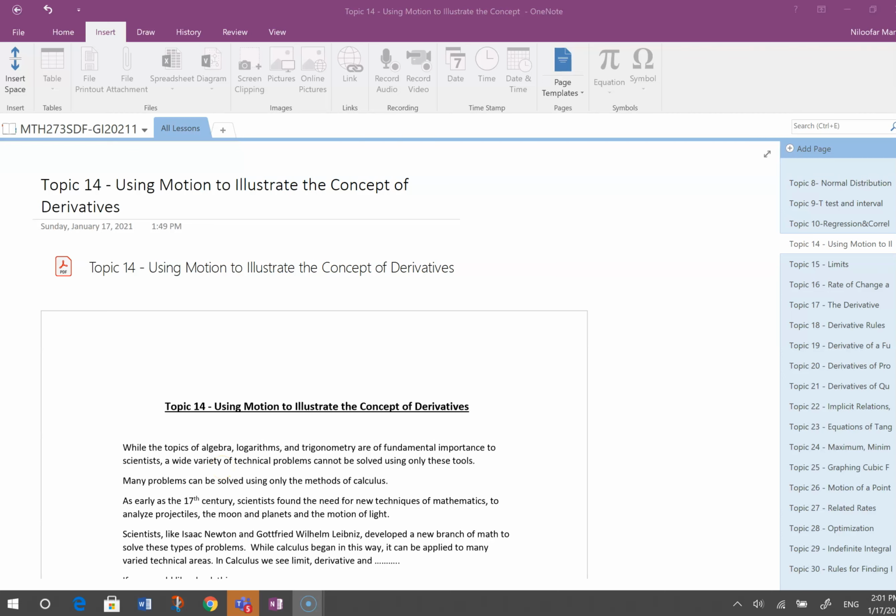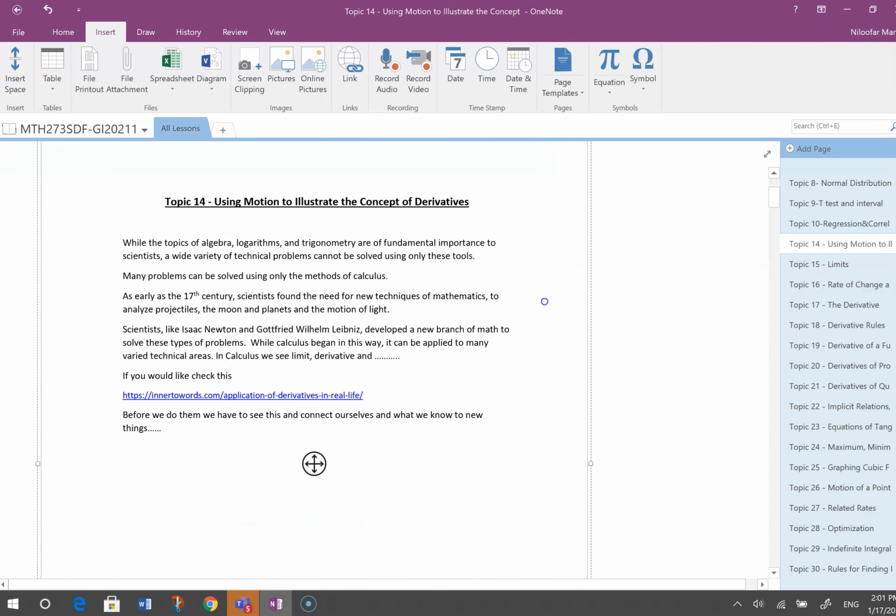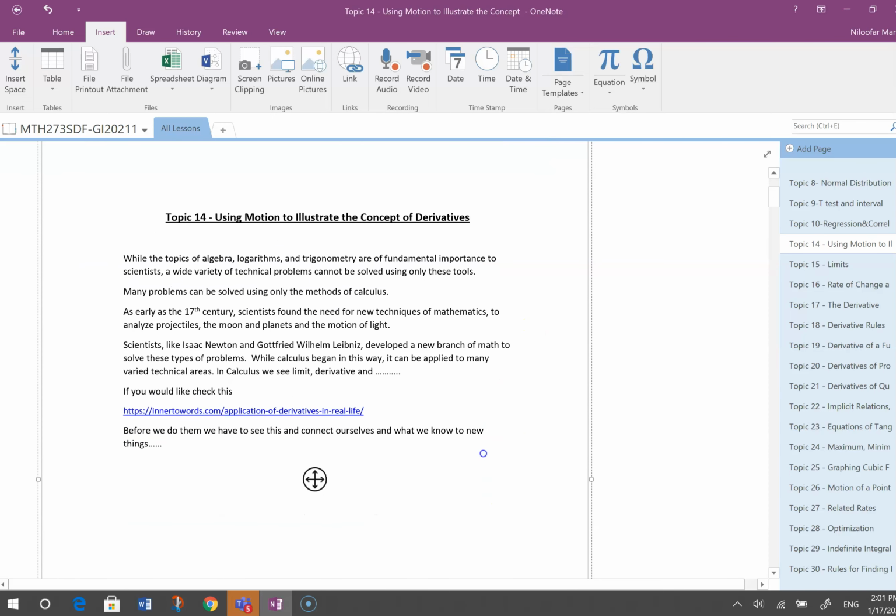Hi everyone. After topic 10, we move to topic 14. Other topics in between are trig functions and we don't do them. So, before I start, I want to just talk about this page.